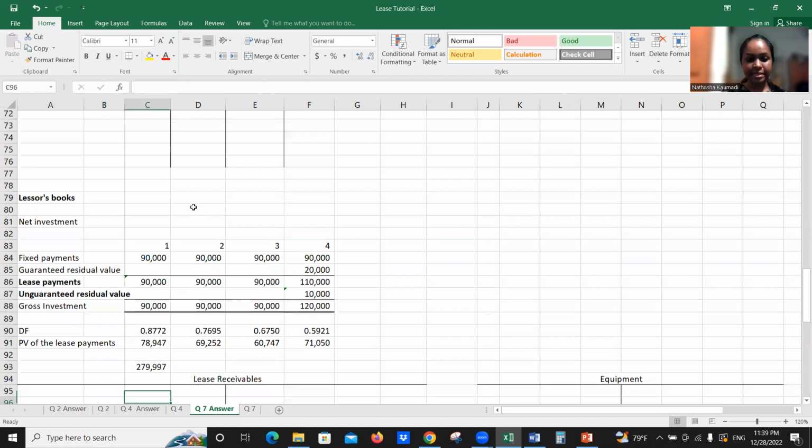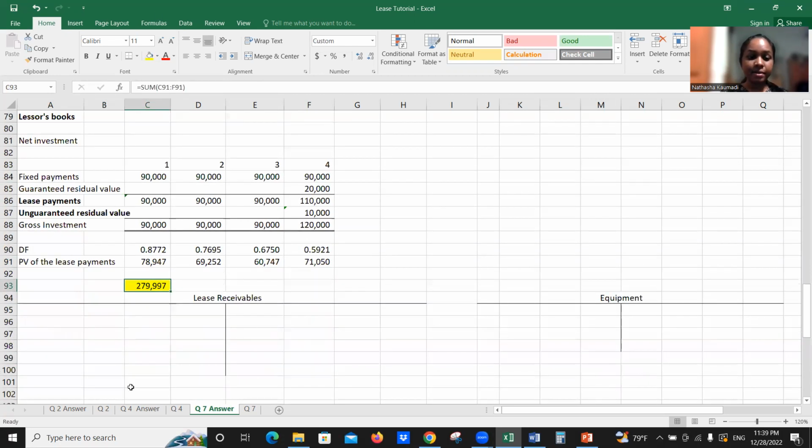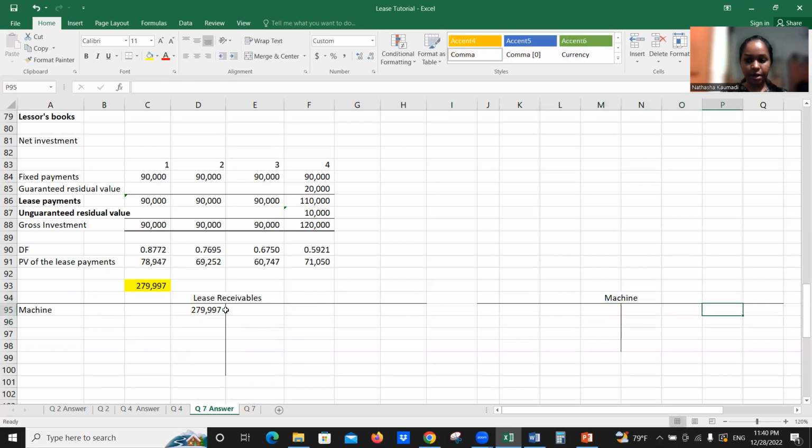279,997. This is the net investment value. So in the lease receivables account, you debit these 279,997. Now this is a machine, so you have a machine account, not an equipment account. In the machine account, you credit 279,997. Lease receivable. Okay, so hope you are okay.